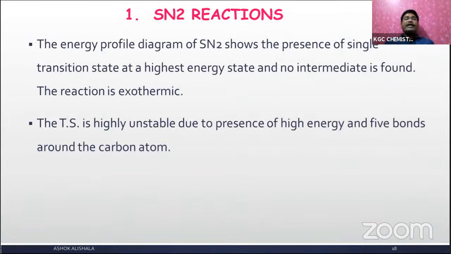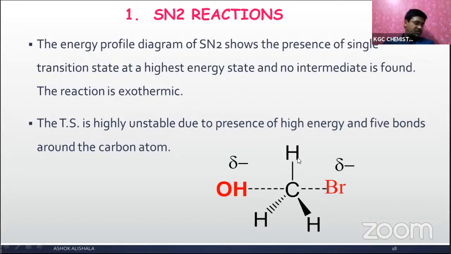The energy profile diagram of SN2 shows the presence of a single transition state at the highest energy state, and no intermediate is found. The reaction is exothermic. The transition state is highly unstable due to the high energy and the five bonds around the carbon atom. Here, these five bonds are like the spokes of a wheel.